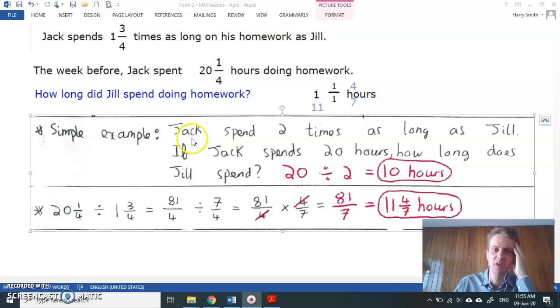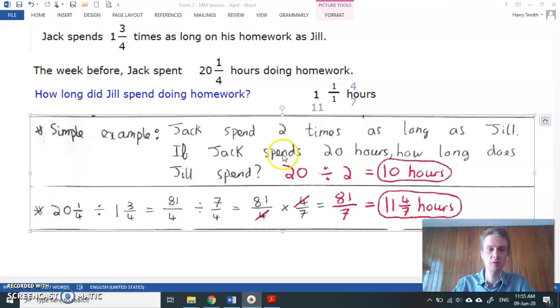Now, let's do a simple example that's similar to this one. If Jack spends 2 times as long as Jill, so he spends twice as long as Jill on his homework, and Jack spends 20 hours, how long does Jill spend? It would be 20 divided by 2 is 10 hours. It makes sense because if Jill spends 10 hours, Jack spends twice as long, 10 times 2 is 20. What we can see in this simple example is that we need to be dividing.